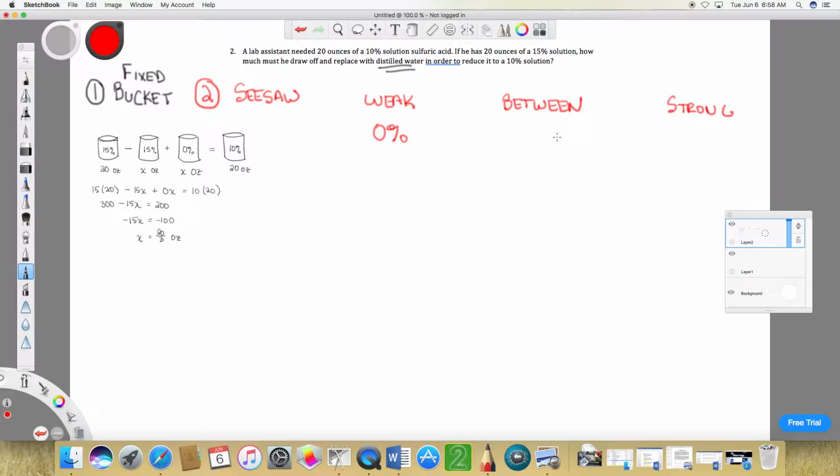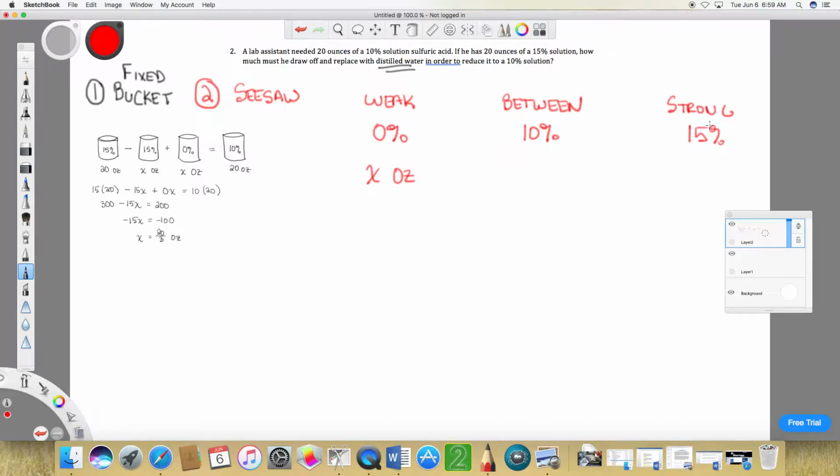We wanted to obtain a 10% solution from this 15% solution. So when we set this up, these numbers are always going to be in increasing order: the weak, then the one that's in between, and then the strong. All right, now what we want is the volume of each of these. We do not know how much water we're going to add to dilute this concentration, so that's our variable x.